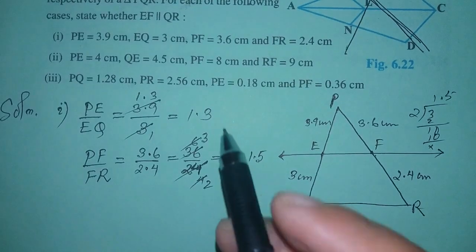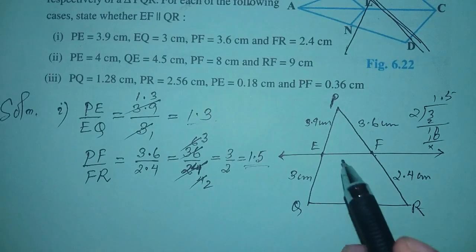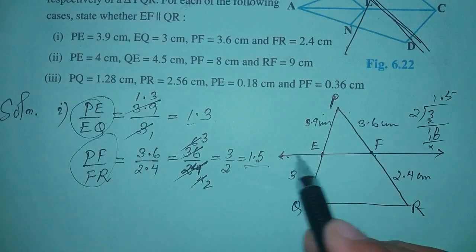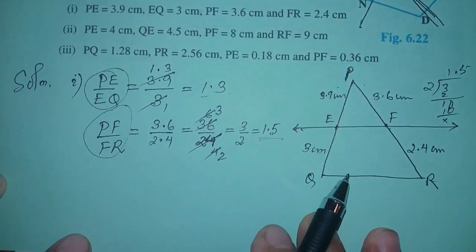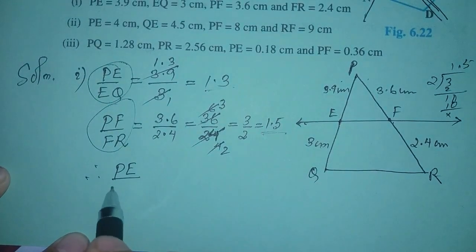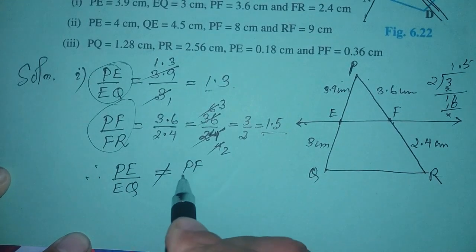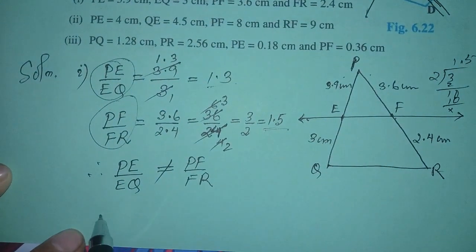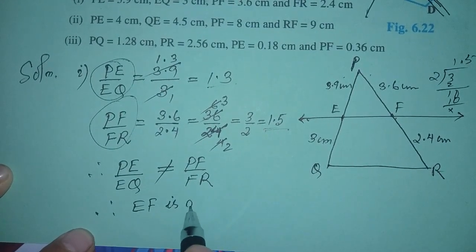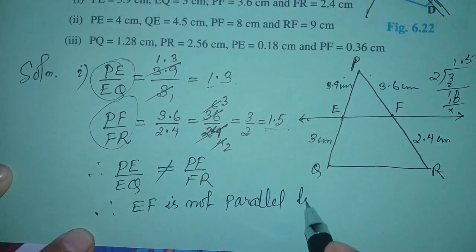Now we can see that these two are not equal. This is 1.3, this is 1.5. Since the ratios are not equal, this line is not parallel to this line. Here PE by EQ is not equal to PF by FR. Therefore EF is not parallel to QR.